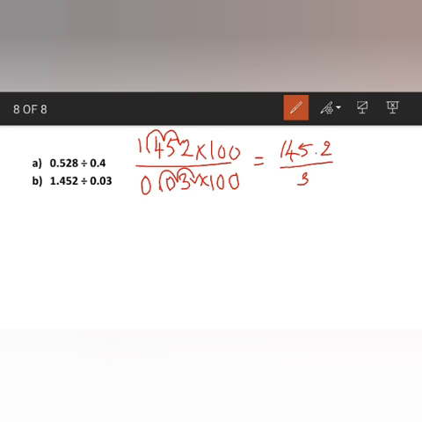So let's do the division. 145.2 divided by 3. How many times will 3 go in 1? You can see that 1 is less than 3. So take the next number, that is 14. So how many times will 3 go in 14? 4 times. 3 4s are 12. Now 14 minus 12, it is 2.